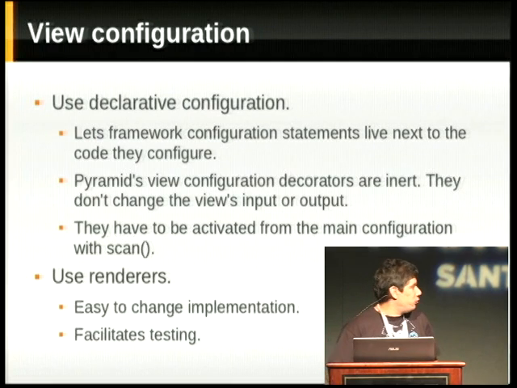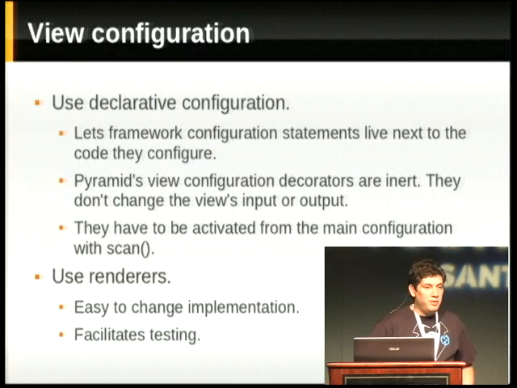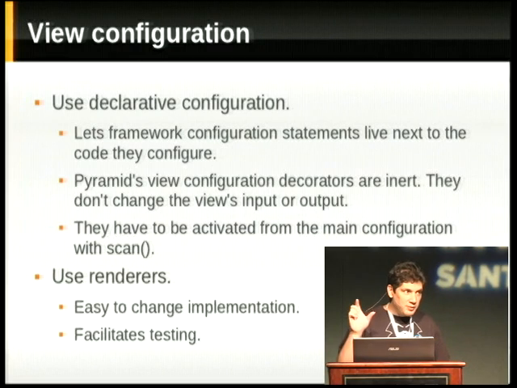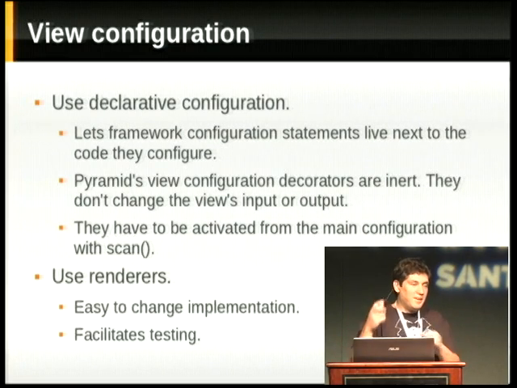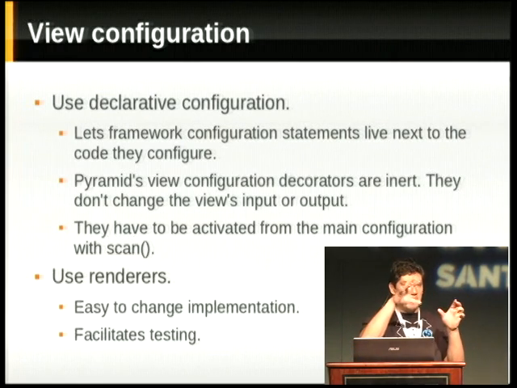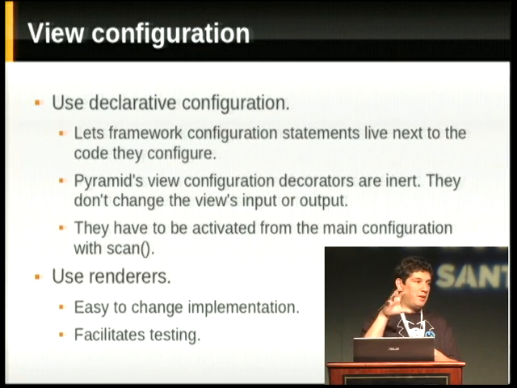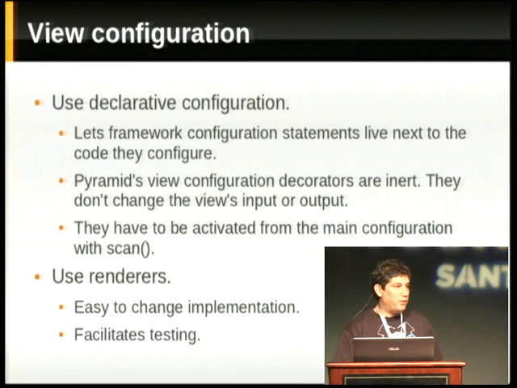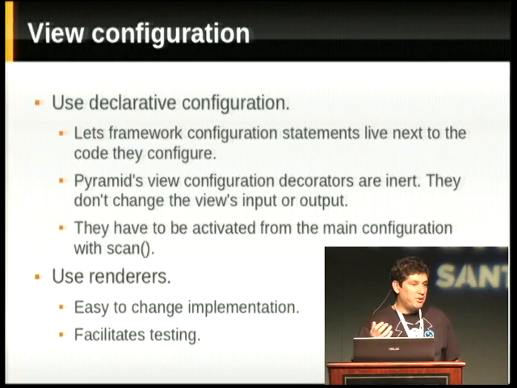We also encourage you to use renderers. A renderer is a Pyramid mechanism for getting the information that you want from the view to the template. Instead of rendering the template right there in the view, what you pass is just a dictionary, and Pyramid finds the renderer that you configure. In this way, it's very easy to change your templating engine. You just change the renderer in the view configuration. You don't need to mess with the code.